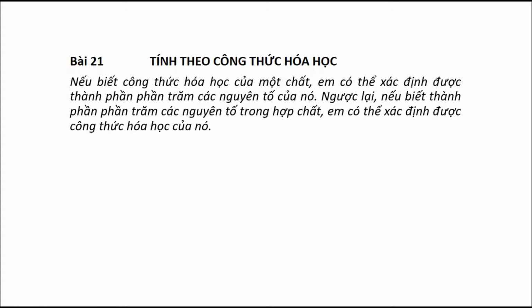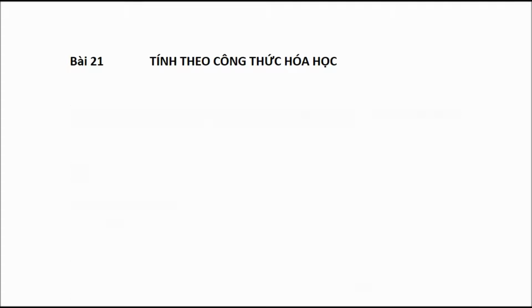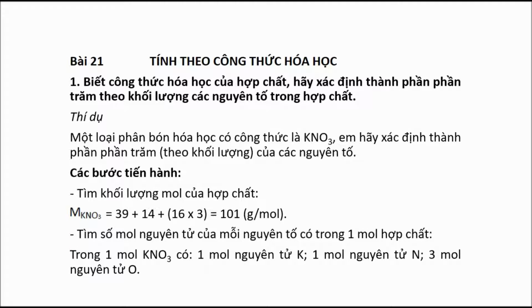Lesson 21. Calculations on chemical formulae. With the chemical formula of a substance, you can determine the mass percent of its elements, and vice versa. 1. With the chemical formula of a compound, determine the mass percent of its elements. Example: a chemical fertilizer has the formula KNO3. Determine the mass percent of its elements.